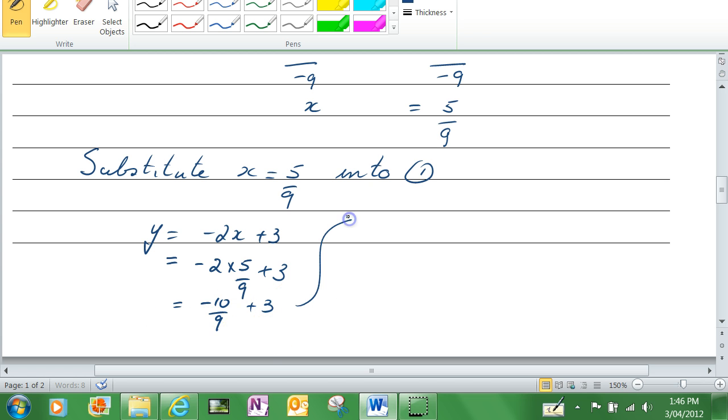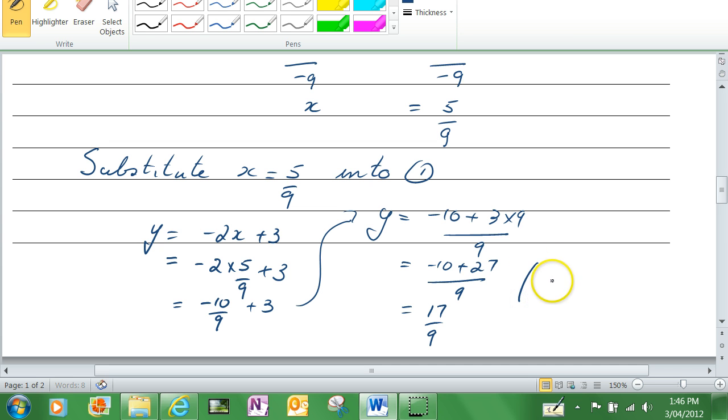Working on some fractions here, we'll get that y is equal to negative 10 plus 3 times 9 over 9, which is negative 10 plus 27 over 9, which is 17 over 9. So the solution set is x is 5/9 and y is 17/9. What that means is that those two equations, if you drew them as straight lines on a graph, would intersect at the point 5/9, 17/9.